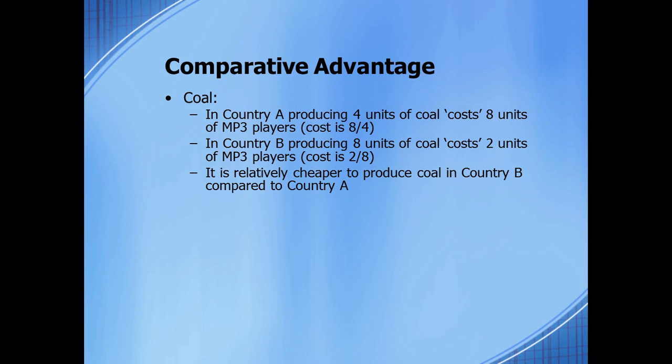And in country B, we could produce 8 units of coal, and the opportunity cost would be 2 units of MP3 players. So we'd have this fraction of 2 divided by 8. And it's actually relatively cheaper to produce coal in country B compared to country A.